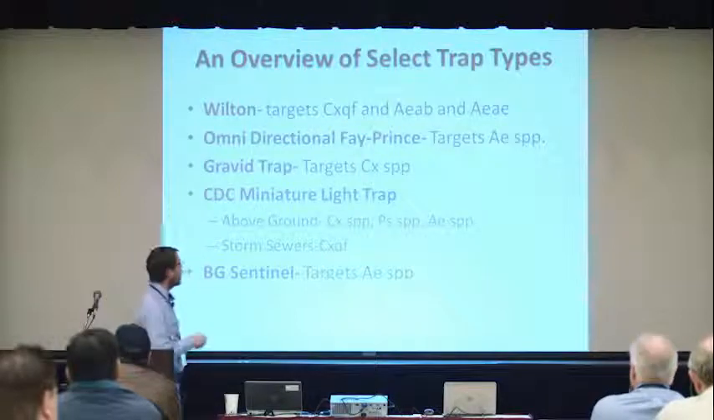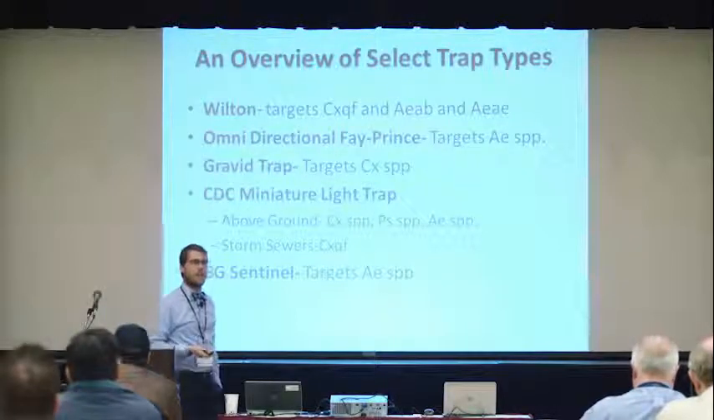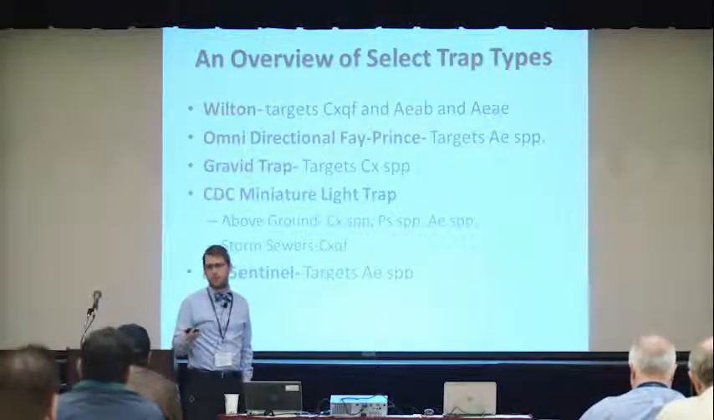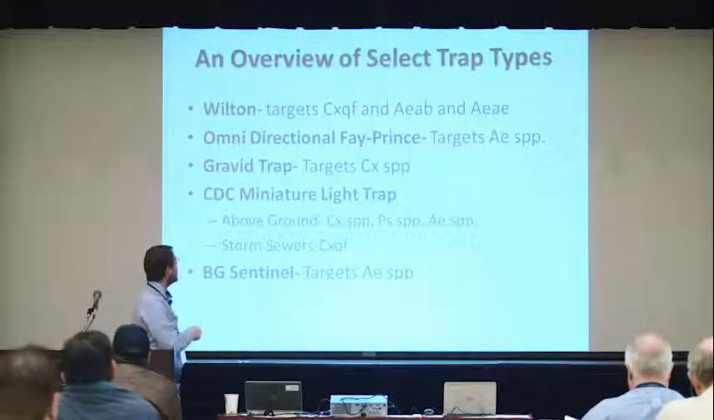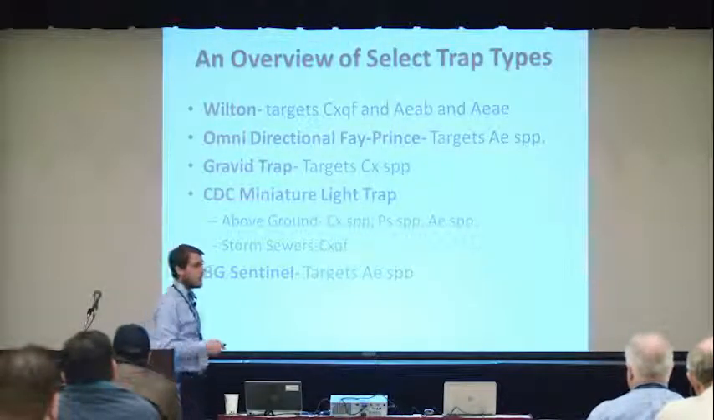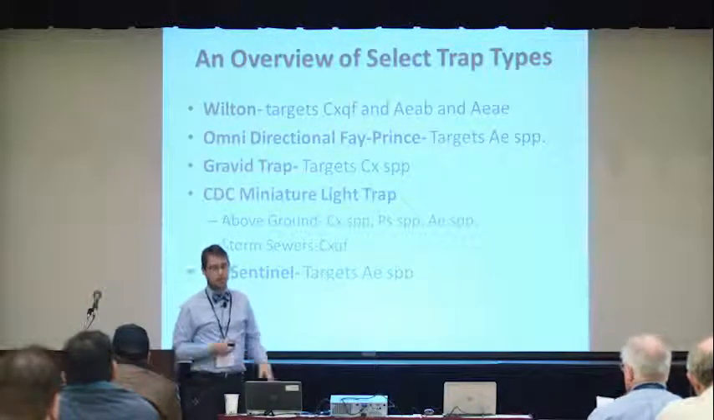And the Wilton trap, it was originally designed as a trap for Aedes albopictus and Aedes aegypti. They found that it also collected Culex quinquefasciatus fairly well, not as well as a Gravid trap, obviously, but fairly well. The omnidirectional Fay Prince targets Aedes species. Your Gravid trap is going to target your Culex species like the fouled water.